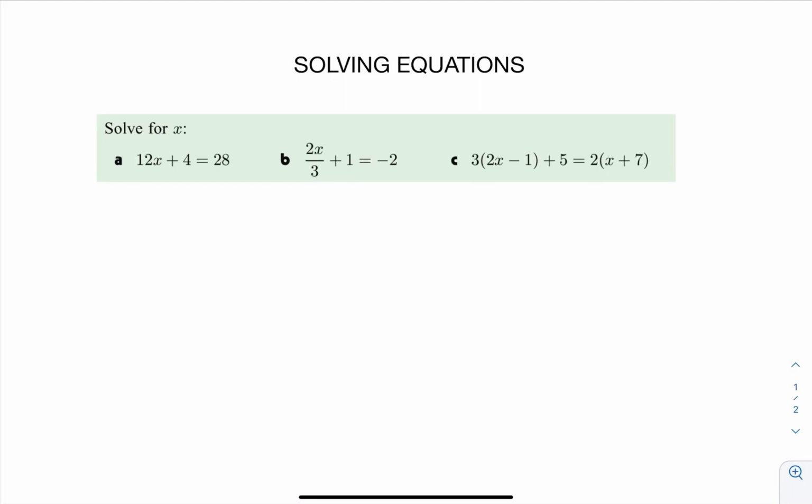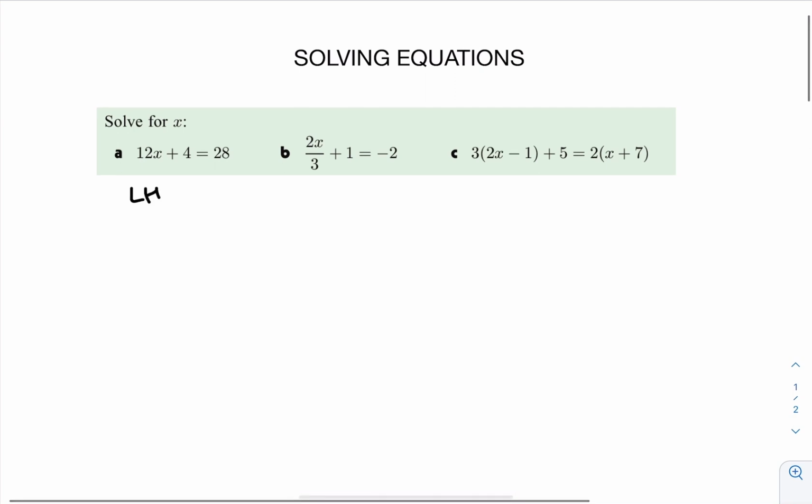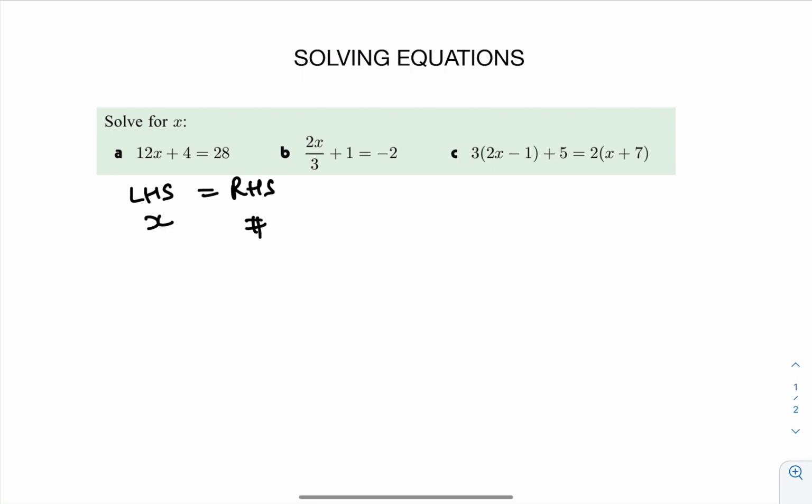In this video, I'm going to explain solving a few equations. So the first one we are going to do is 12x plus 4 is equal to 28. And to solve the equations, we have to keep in mind that we will try to keep the variable on the left hand side and the number on the right hand side. So here we'll have the number and here we'll have the variable.